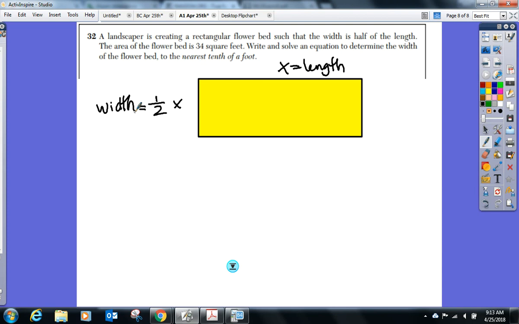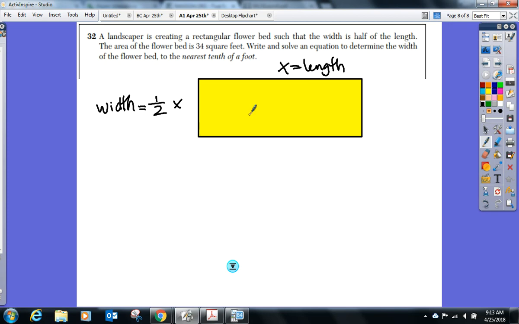Are we okay? Okay, Matt, go ahead. Steal my thunder. Oh, yes, you can. That's fine. I thought somebody was going to say, could you call the width x and the length 2x? Yes, you could. If you want to do it that way, that's fine.